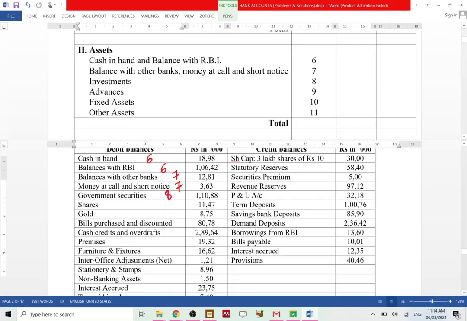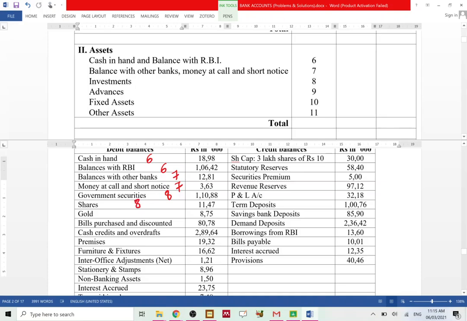What about shares? Now, are these shares a debit balance or credit balance? The shares are a debit balance, isn't it? It's not like share capital given on the credit side. So these are not your own company's shares. These are shares of some other companies which your bank has invested in. That means this is also schedule 8.